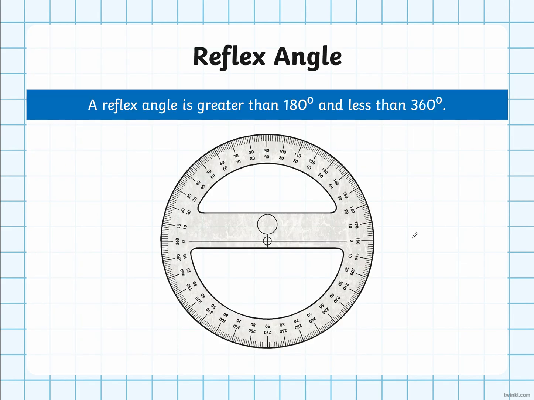Now, a reflex angle is greater than 180 degrees, but less than 360 degrees. So it's bigger than a straight line, but it's not a circle.